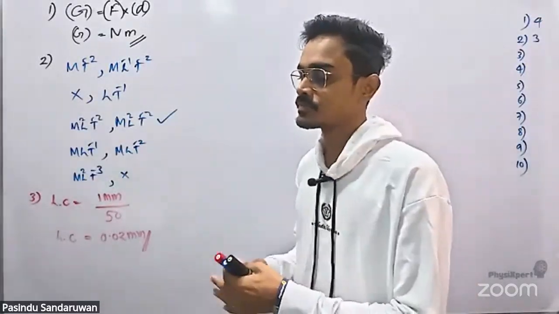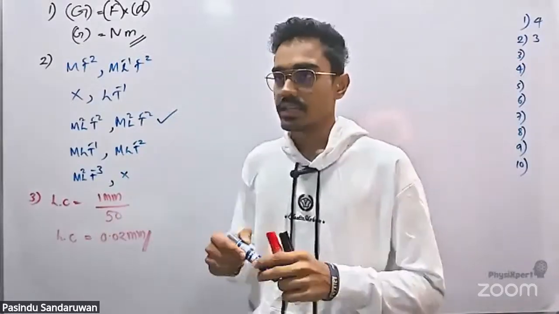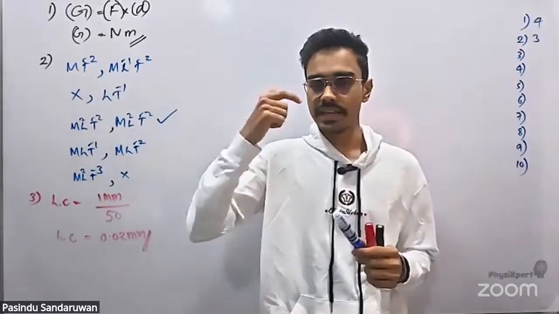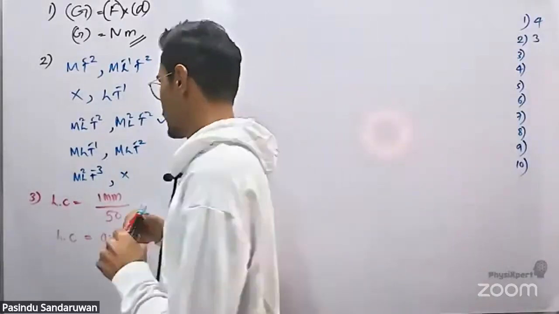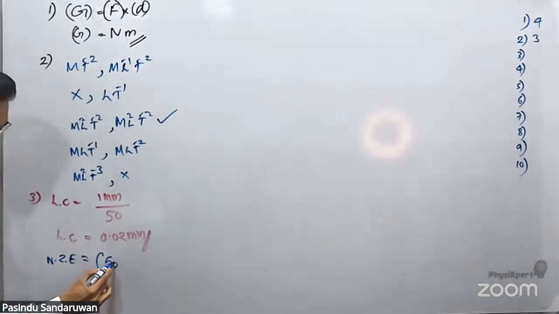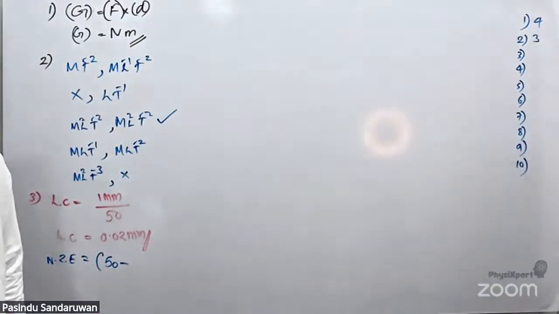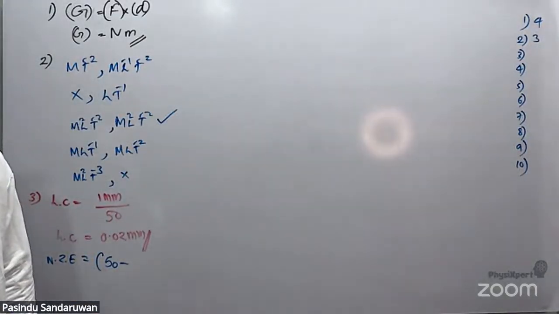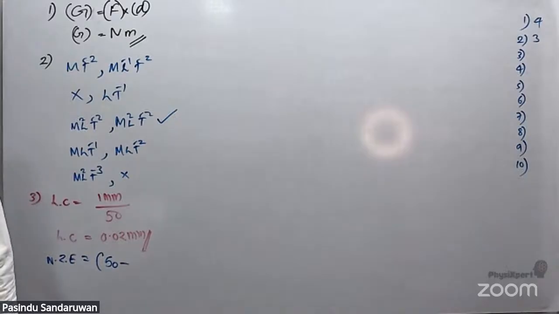Then about the zero error, if 0 is above the center line, there is a negative 0 error. Negative 0 error is read as total divisions minus number of coincided divisions. Number of coincided divisions means 48, 45, 46, 47, 48.